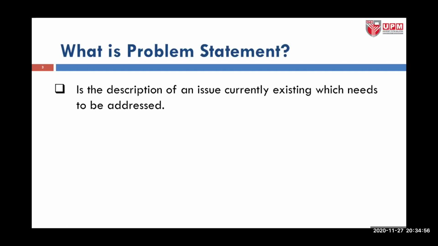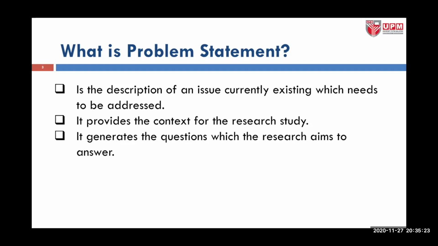You may find in much literature and many research methodology notes stating what a problem statement is. Basically, it is the description of an issue currently existing which needs to be addressed. So the problem that you want to address in your study, right? And it will provide the context for the research study, and it generates the questions which the research aims to answer. So from a particular problem statement, you can then write a research question.